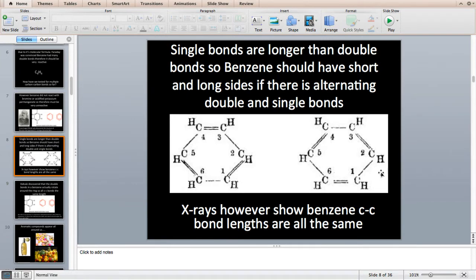So single bonds are longer. This is just repeating what I've said here. So if you want to pause the video and take this down. Single bonds are longer than double bonds. So benzene should have short and long sides, but it doesn't. Okay. And he used X-rays to show that the benzene carbon-carbon bond lengths are all the same.